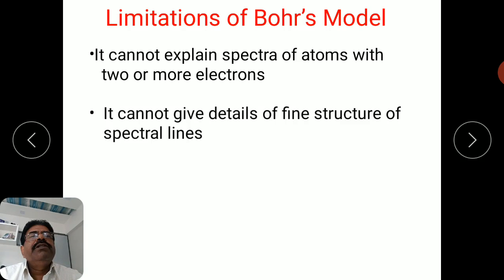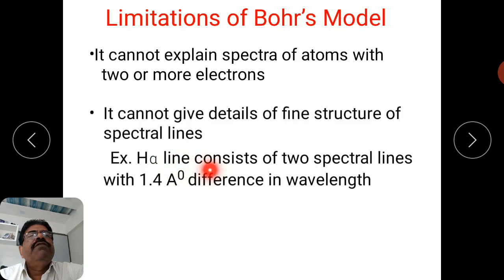Then another limitation is that it cannot give details of the fine structure of spectral lines. One of the lines in the hydrogen spectra, the H alpha line, is actually not a single line. When it is observed through a high resolving power spectrometer, it was observed that it is actually a group of two spectral lines which are closely spaced. The spectral spacing between these two is only 1.4 angstrom unit. So these are two lines, not a single line. And the reason for that could not be explained by Bohr's atomic model.